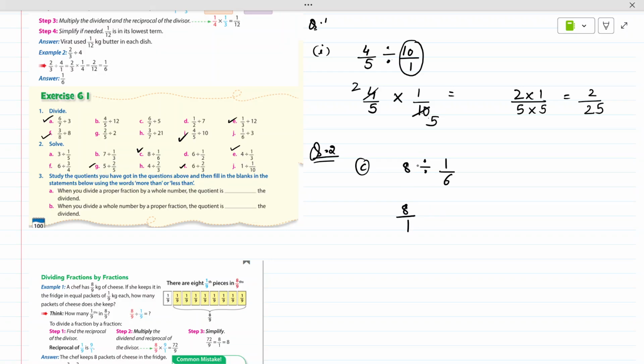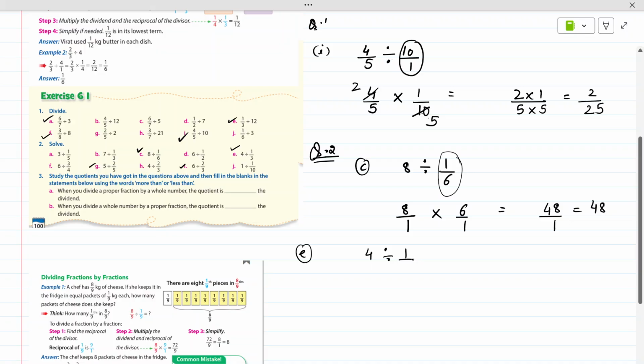And second step, change this division to multiplication and take the reciprocal of the divisor. So 1 by 6 will become 6 by 1. And when we multiply, this is simple multiplication. 8 into 6 is 48. 1 into 1 is 1, which is 48 only. Right? Easy.